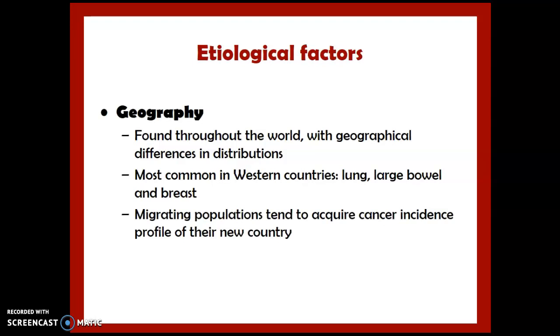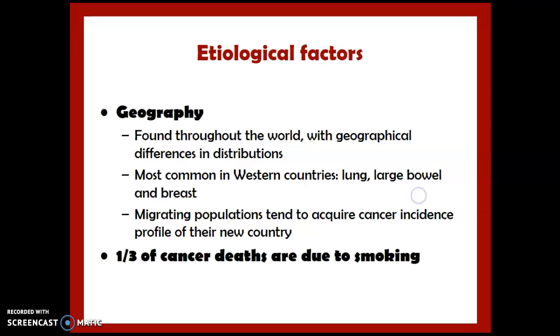Migrating populations acquire the cancer incidence profile in their country. So if you live in one country and you move to another, let's say you live in a country where the risk of lung cancer is low, but you move to the United States where the risk of lung cancer is high, you are more likely to get lung cancer as well.